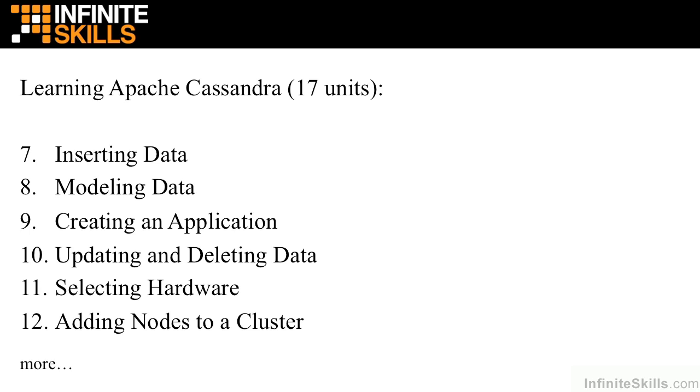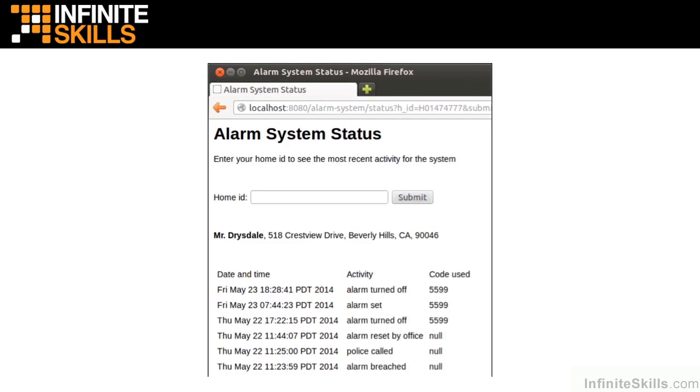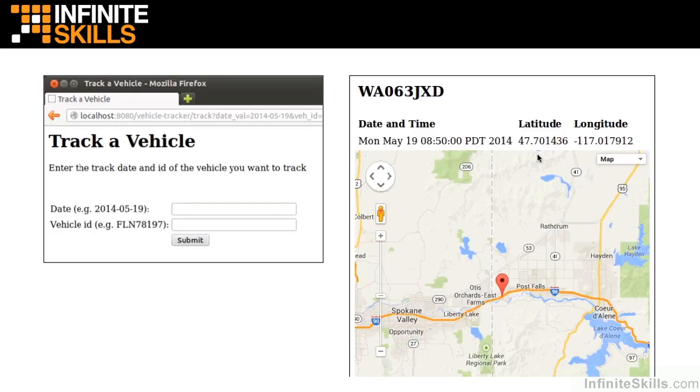Let's take a look at those. One of them is our alarm system status application. This is going to allow a homeowner to enter in their home ID and see the activity for their home alarm system. Our second application is for a rental car company to be able to track the location of their automobiles. Let's say that somebody hasn't returned a vehicle and we want to find out where that vehicle is. We could go ahead and enter in the date and the vehicle ID, and it would show us exactly where that vehicle is located.